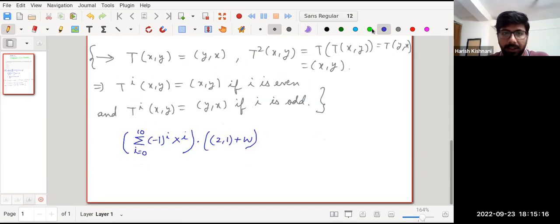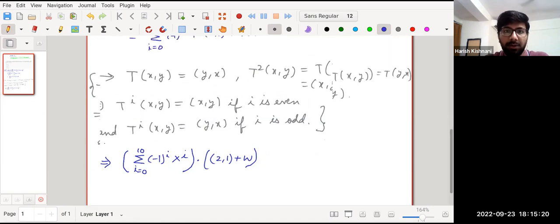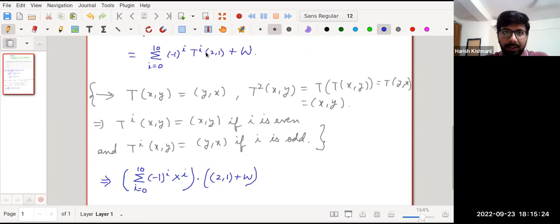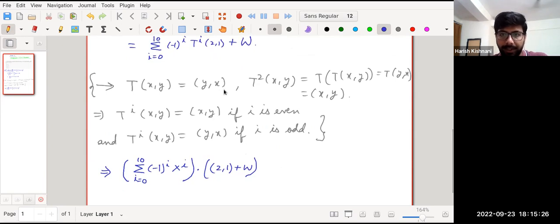This implies that this element was equal to this, right? So now put the values of Ti. So you break it into even and odd parts.